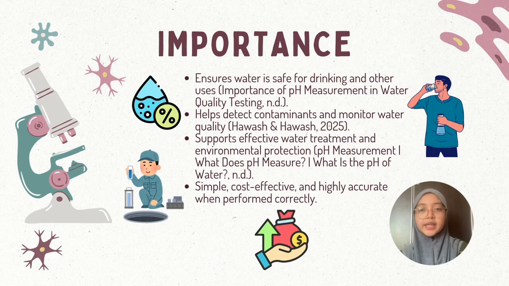Now, I will explain the importance of analysis of water quality using pH measurement and acid-base titration. Volumetric analysis is very important in water quality testing because it helps ensure that water is safe for different purposes such as drinking, agriculture, and industrial use. This method can detect contaminants and monitor changes in water quality over time, allowing the appropriate treatment to be carried out when needed. In addition, volumetric analysis is simple, cost-effective, and provides accurate results, making it one of the most widely used techniques in water testing laboratories.